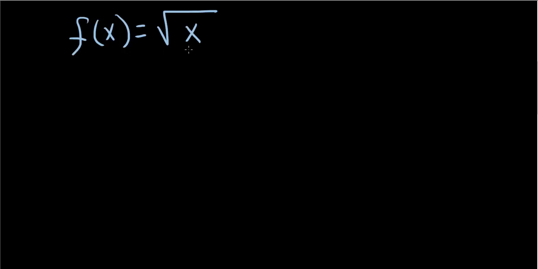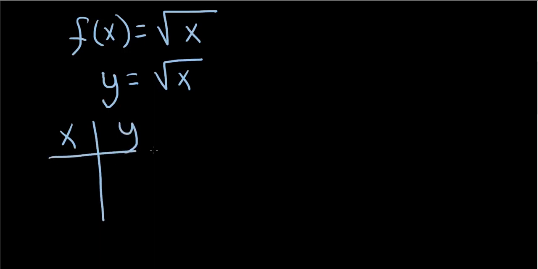We're going to learn about radical functions. We're going to learn about f of x equals square root of x, which is basically the same thing as y equals square root of x. And we're going to start with a table of values so we can graph the parent function of this radical function. And we are going to evaluate the function when x is 0, 1, and 4.